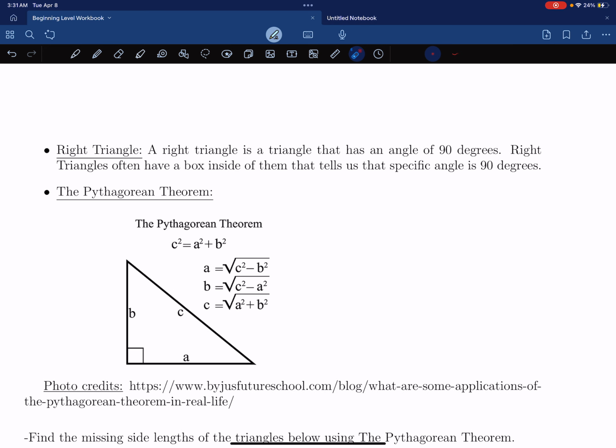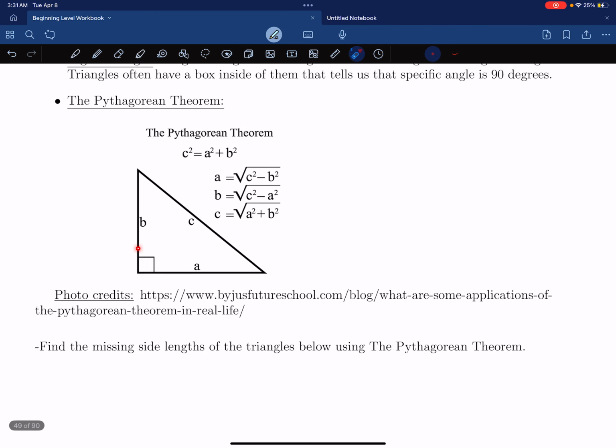So, a right triangle is a triangle that has an angle of 90 degrees specifically. Right triangles often have a box inside them that tells us that the specific angle is 90 degrees. So, looking here at this triangle that we have, this box here is indicating to us that we have a right triangle because this box is telling us that this angle between these two sides here is 90 degrees. So I'm just going to write 90 degrees here.